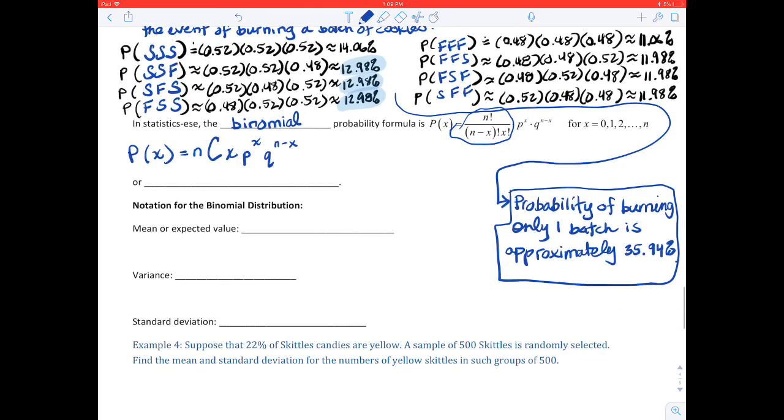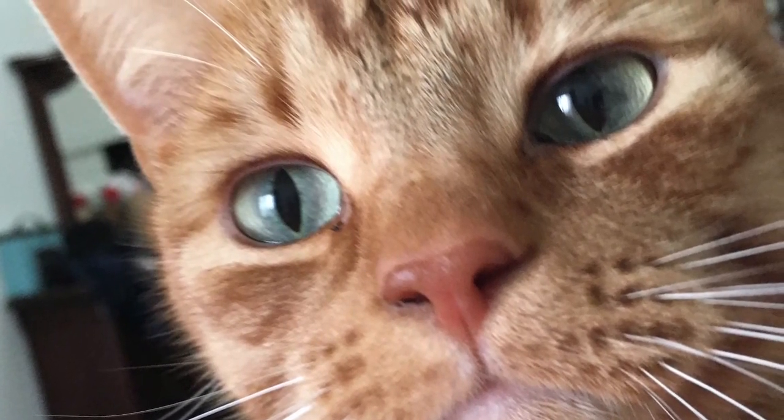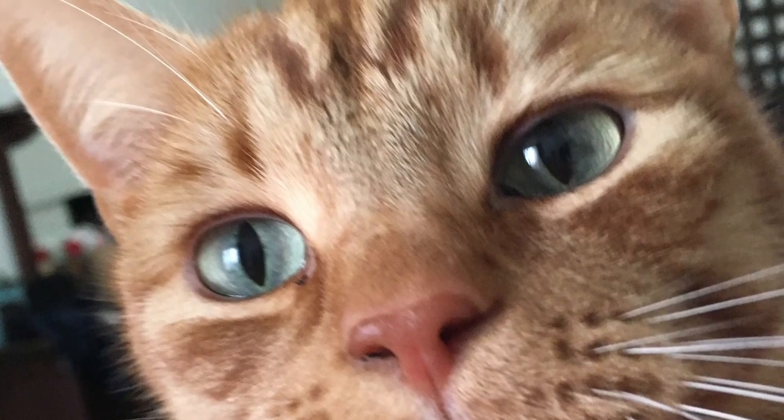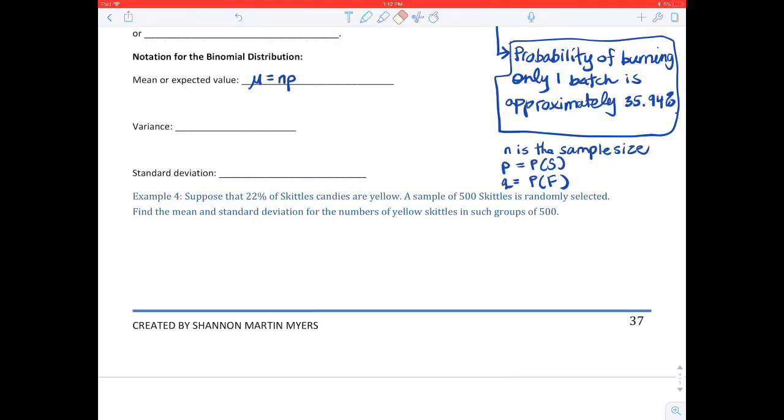All right, so notation for the binomial distribution is the mean, or the expected value, is mu equals n times p. N is the sample size, p is the probability of a success, and q is the probability of failure. So sigma squared is our variance, and that's just equal to n times p times q, which makes sigma equal to, very good, the square root of n times p times q.